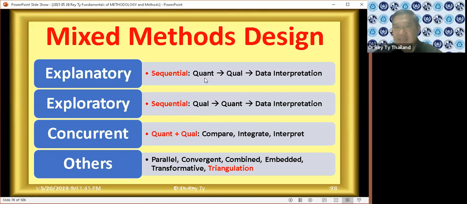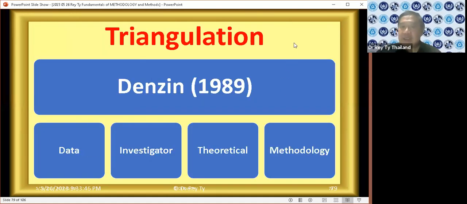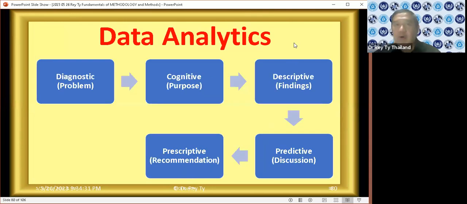You have hard facts in numbers. Compared, you combine the two. And then there are other types. Triangulation means you try to use all kinds of methods. And it's a good way in research because you are looking at things from different angles to show that under any circumstance, your study is proven correct.